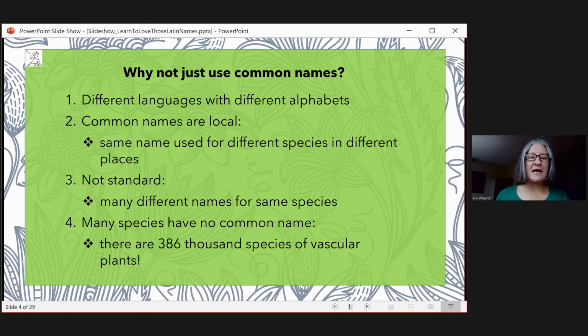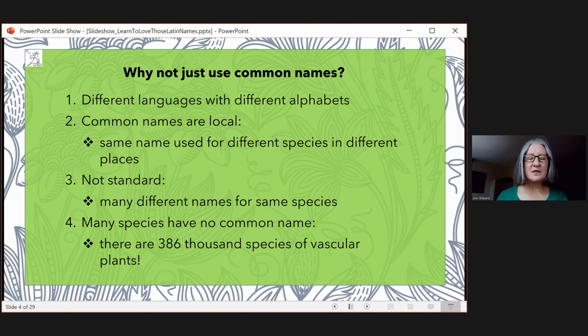The other thing is they're not standard. So you've been through this conversation before where you ask, what is this one? And you tell them what your local name is. And then someone else says, I call that the whatever. And so there are many names. So you have this database, people would call it a many-to-many relationship. So you have many different names used for the same species and the same name used for many different species.